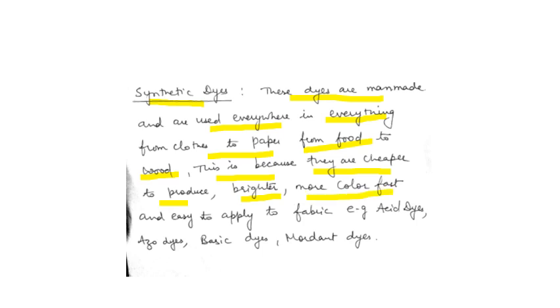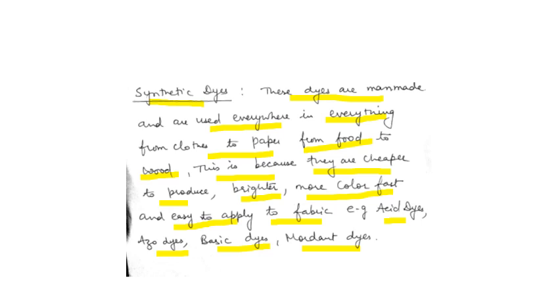They have more color fastness, the property to withstand all conditions. The color fastness is very good as compared to the natural. Another important advantage of synthetic dyes is that they are easy to apply to the fabric where we want to dye the material. We have a large number of categories in synthetic dyes, like acid dyes, azo dyes, basic dyes, modern dyes. All these dyes come in the category of synthetic dyes.